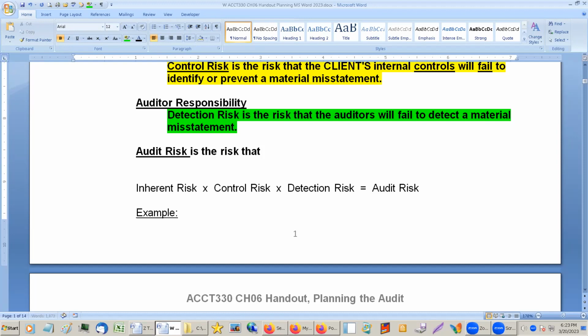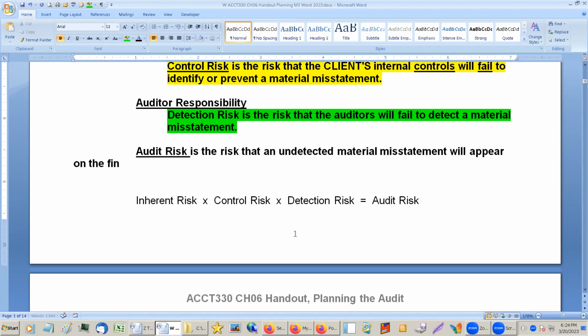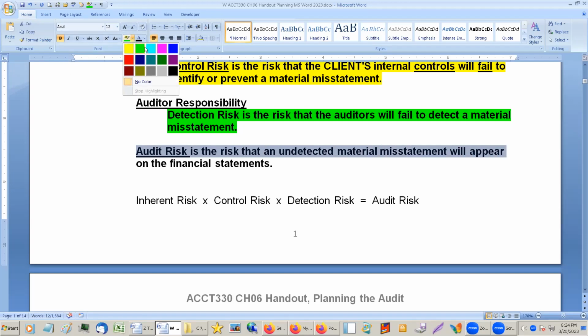The risk of an undetected material misstatement on financial statements. Okay. So audit risk is kind of like the end result that happens if the clients fail and if the auditors fail, it ends up being audit risk.